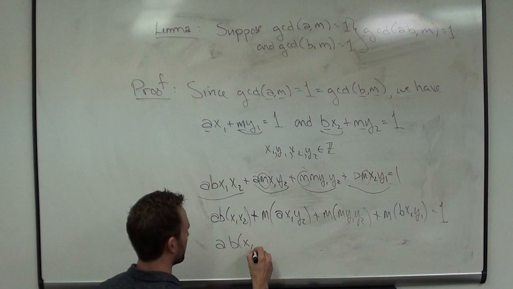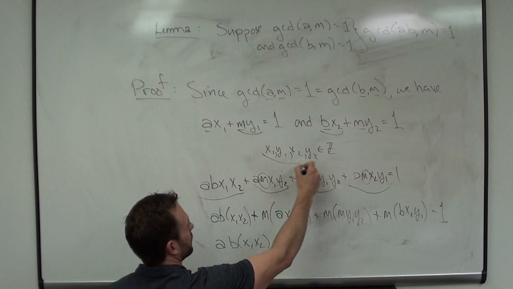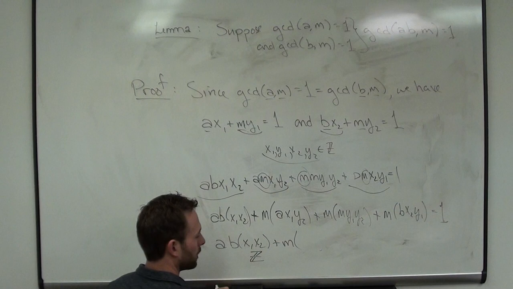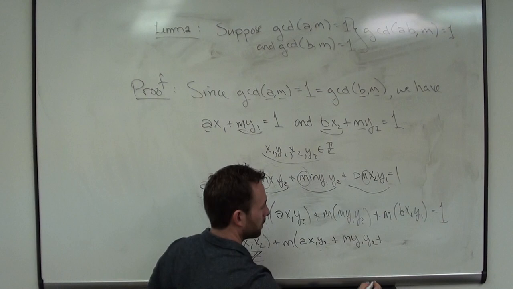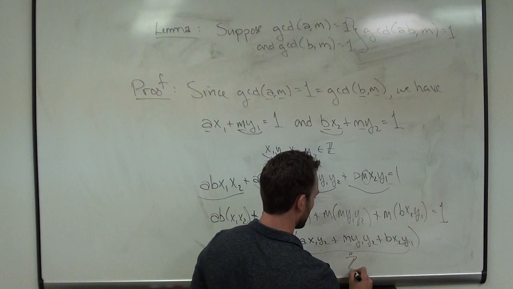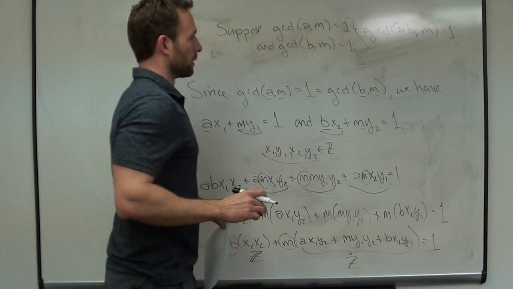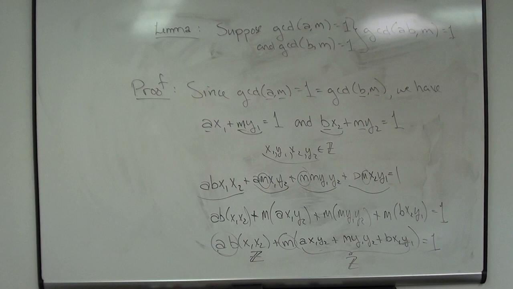Plus M times, and the thing is, all of these are integers: A, M, and B are integers, so x1 x2 is an integer, then A x1 y2 is an integer, plus M y1 y2, an integer, plus B x2 y1, another integer. So this is living in Z also. So we have a linear combination of AB and M equal to 1, and so that means that the GCD of AB and M is 1. So coming back here, I can see that.